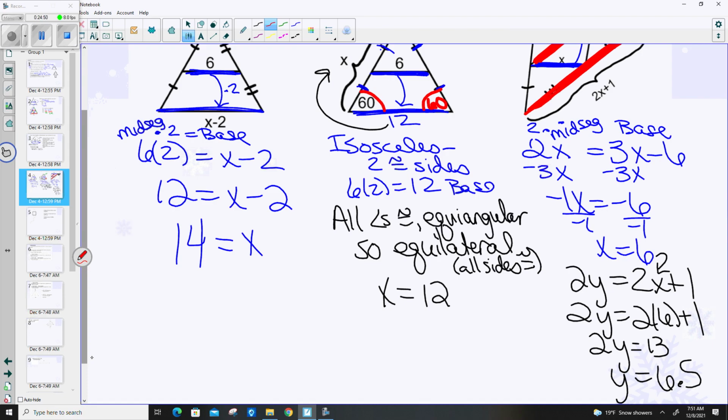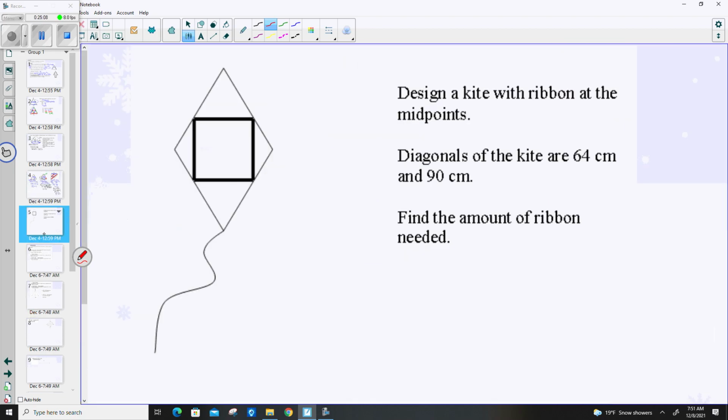Questions? All right, we're going to continue using that mid-segment theorem on this next one on our kite design. Just going to hold a second to make sure everybody's got this one written down. All right, so we have a kite with ribbon at the midpoint. So we know these are all midpoints. So the kite is made up of what kind of segments? Mid-segments.